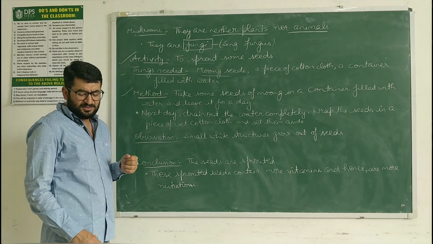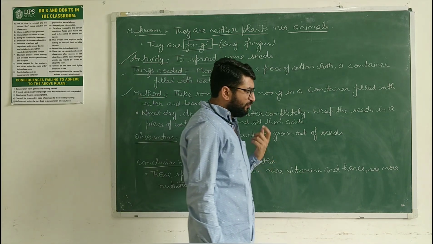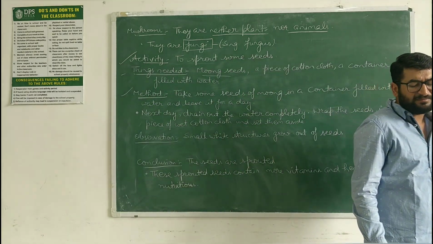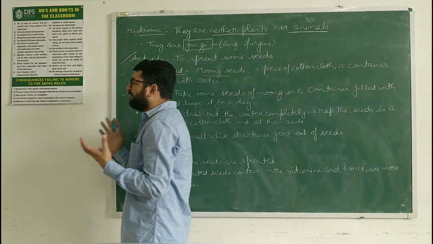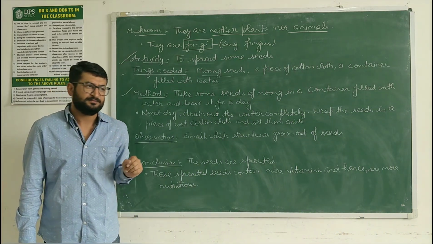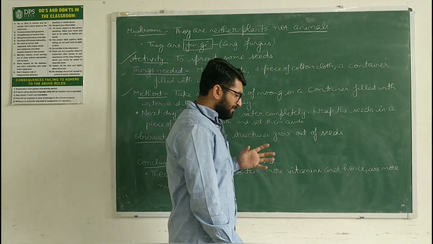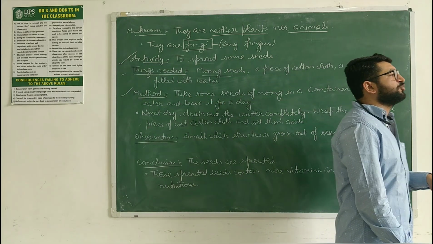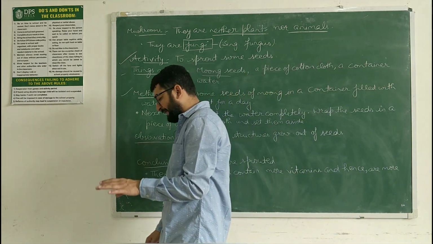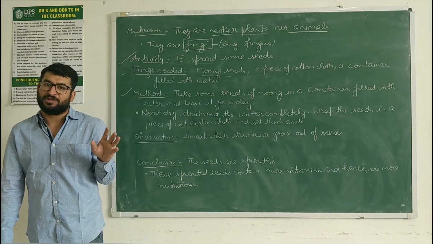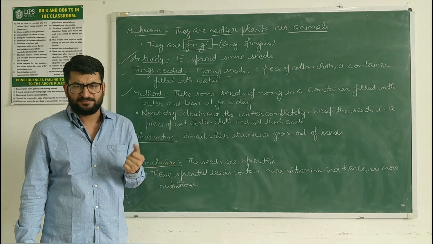And the method: take some seeds of moong or black gram, and place them in a container filled with water for a day. Take a container, a vessel, pour water in it, and put in as many seeds as you can eat, as many as you want to make sprouts from, and leave them for one day, 24 hours.